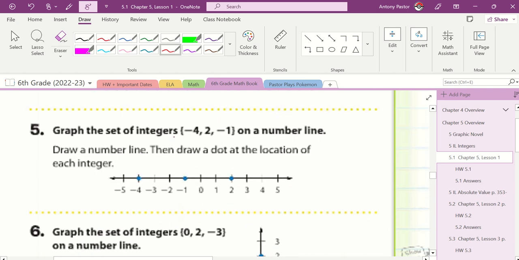Graph these sets of integers. Negative 4, 2, and negative 1. Negative 4 would be right here. 2, which is positive 2, would be on the right of 0, 0 being right there. And negative 1 being to the left of 0.